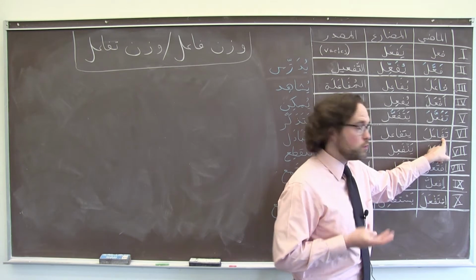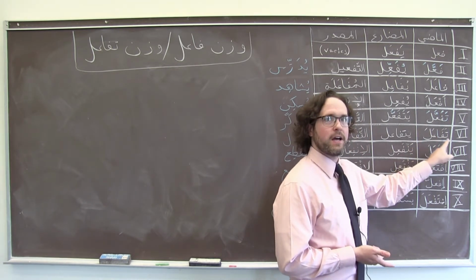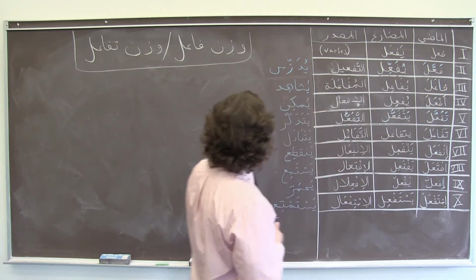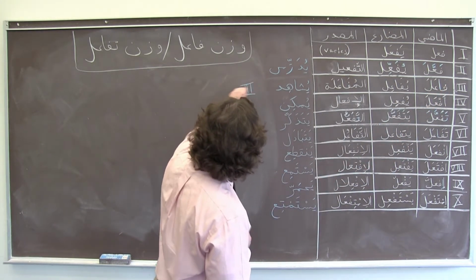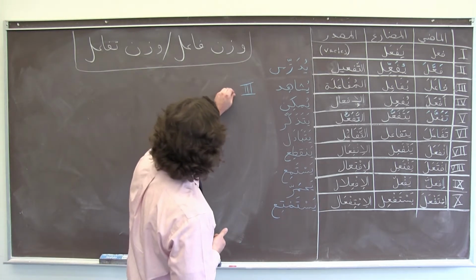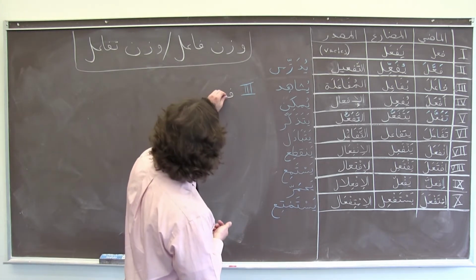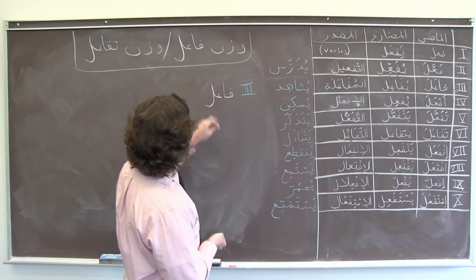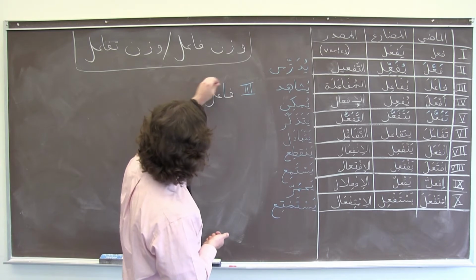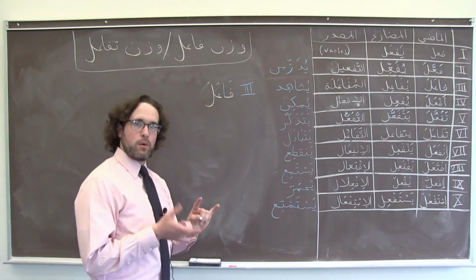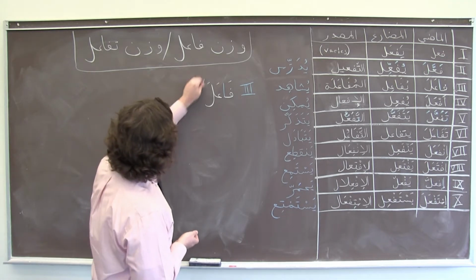Remember that three-letter root that we have represented in the template by fa, ayn, lam? In the past tense for form 3, the alif would be the major indicator. I would have the first letter of my judr followed by the alif, and then ayn, lam, voweled fa'ala. In the present tense, I retain that alif, but the vowels are a little bit different.